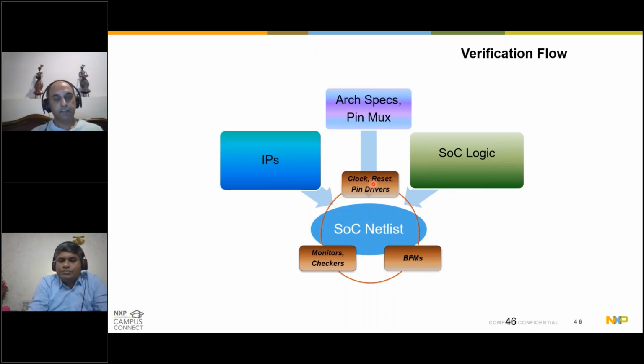So how do you really exercise those clocking and reset functionalities? They may have certain pin drivers. These pin drivers provide certain stimulus on those pins coming from outside the chip, as a clock or reset. Then the BFMs. These BFMs are bus function models.